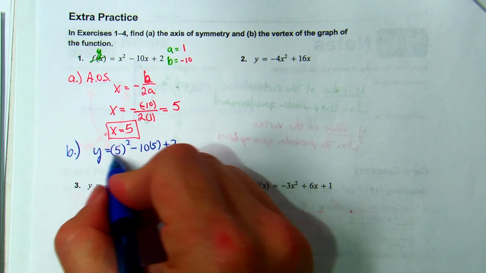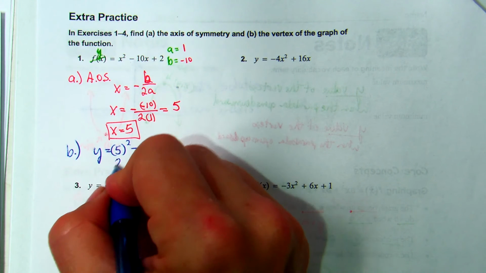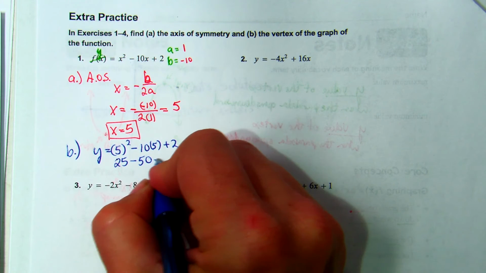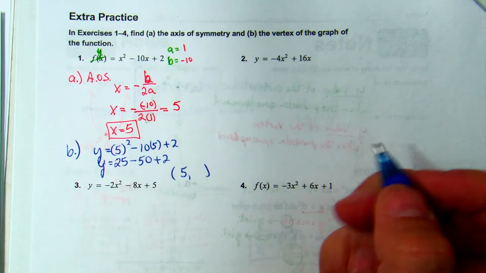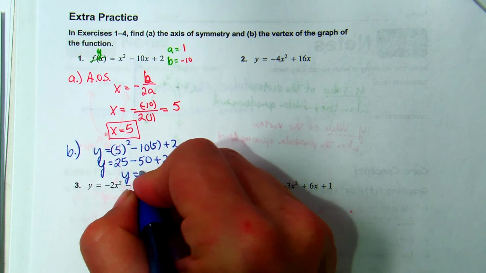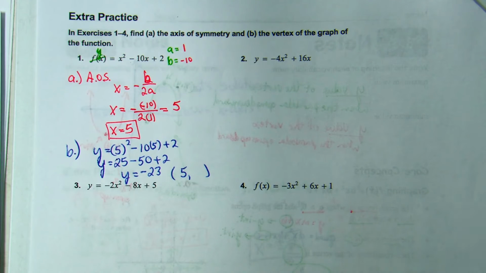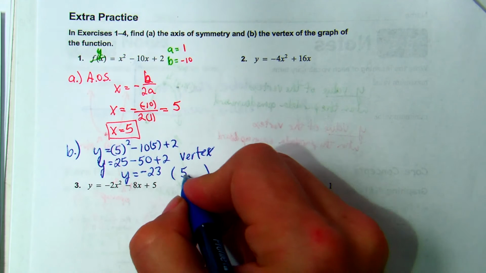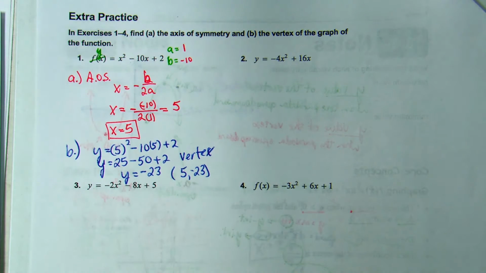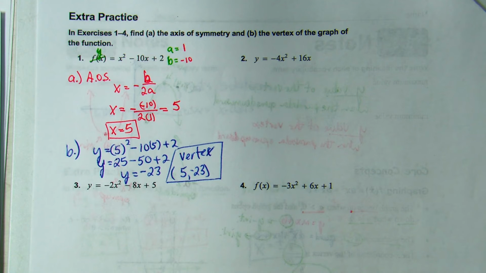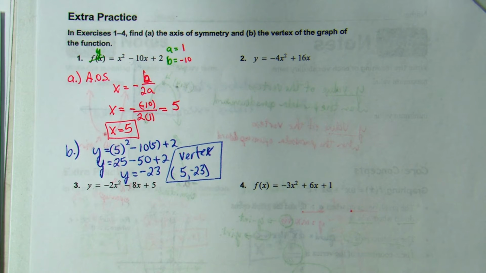If I simplify this a little more, 5 squared is 25, 10 times 5 is 50, and we'll add 2, so y equals that. And when I do my math, I end up with y equaling negative 23. So my vertex is at 5 and negative 23. And that's it. We just have to find the axis of symmetry, then plug the x value back into the equation to find the y value.